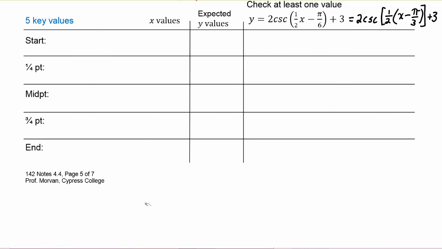We're ready to take the shifted cycle now and break it into 4 equal pieces. We know the starting x value is pi over 3. The ending x value is 13 pi over 3. Now, since these have the same denominator, 3, we can go ahead and write it there. Pi plus 13 pi is 14 pi. Half of 14 pi is 7 pi.